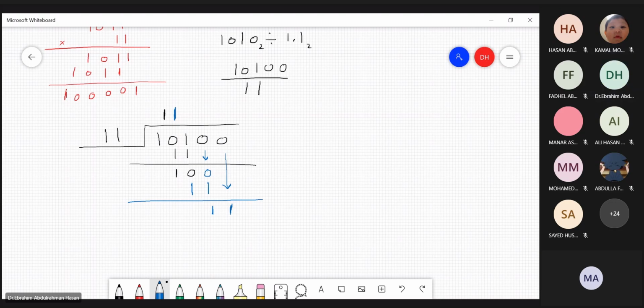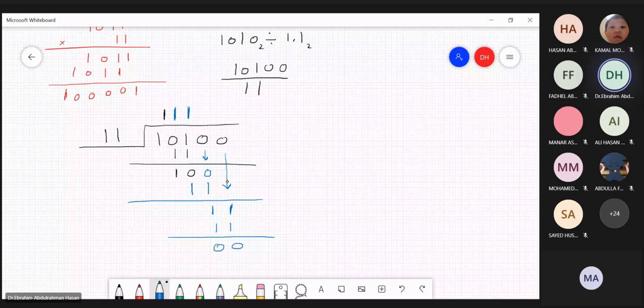Okay, now 11 divided by 11 is equal to 1. If you multiply it, it becomes 11, so 00. Okay, stop. Is it clear?